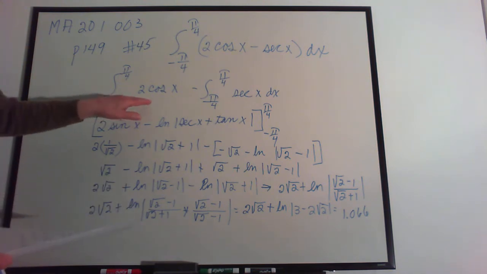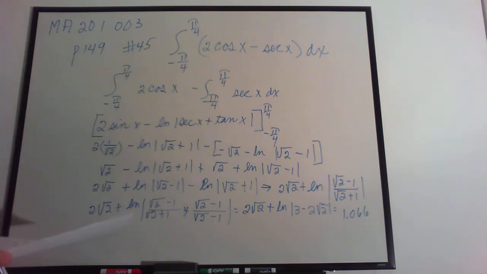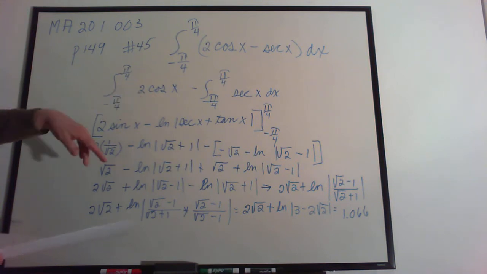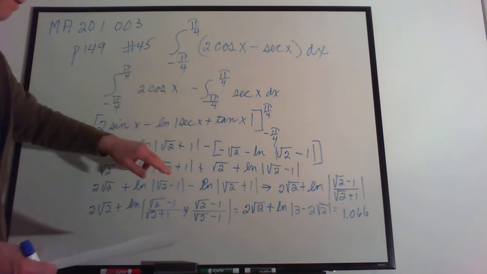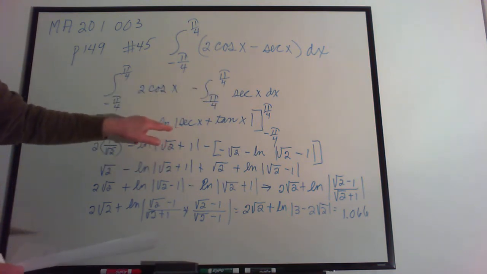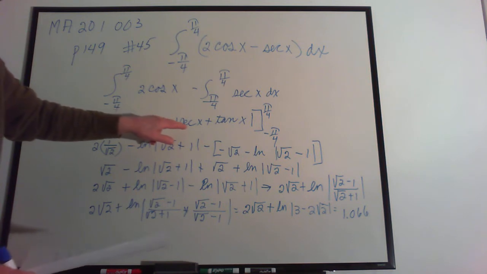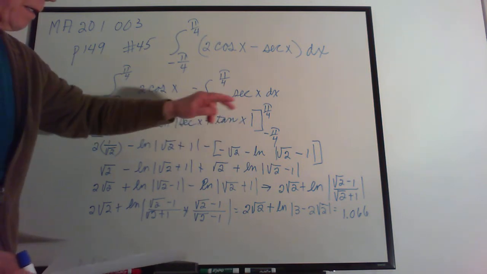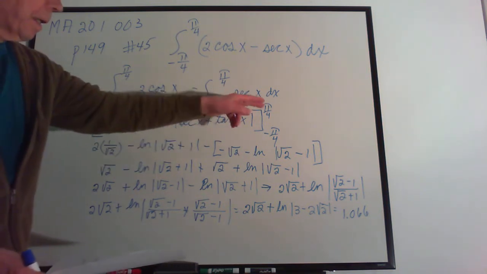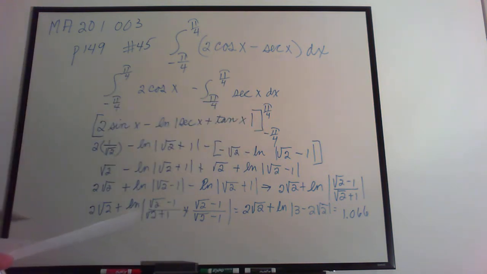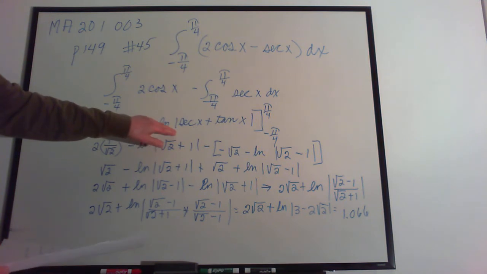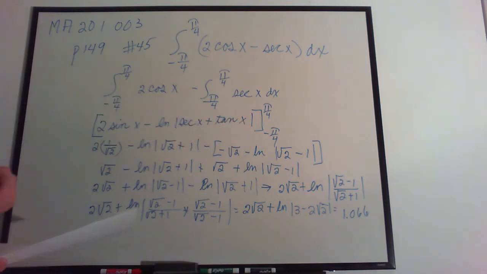Okay, you can break this up into 2 integrals if you want. Integrating 2 cosine x becomes 2 sine x. Then you integrate minus secant of x. You can look on your integral tables. It can be natural log, absolute value of secant x plus tangent x, absolute value, and you can integrate it from negative pi over 4 to pi over 4. This is absolute value because you can't have a negative logarithm.